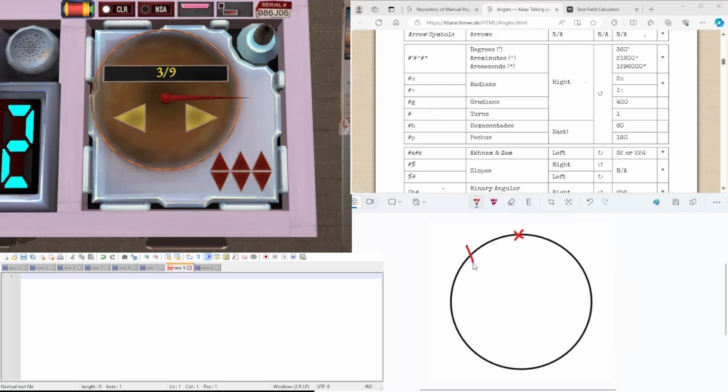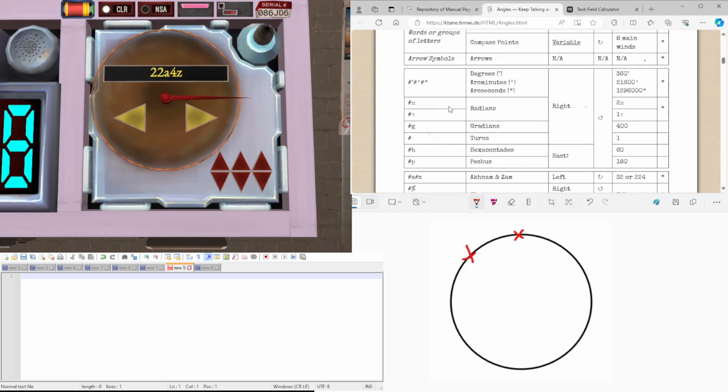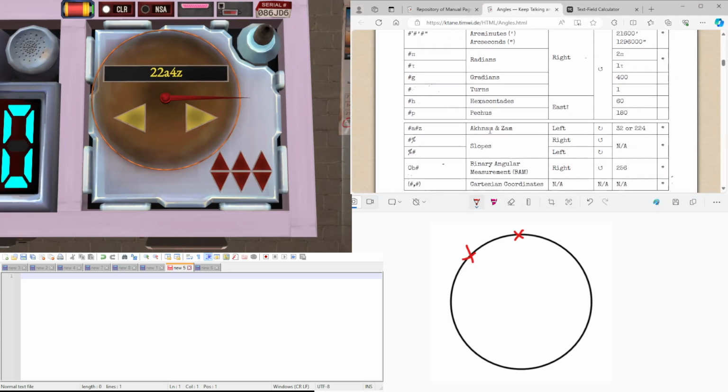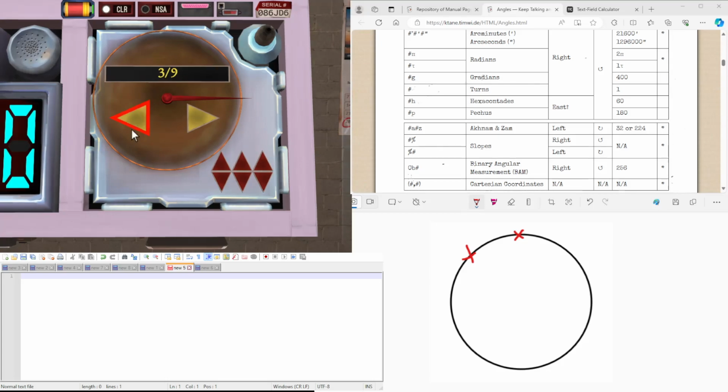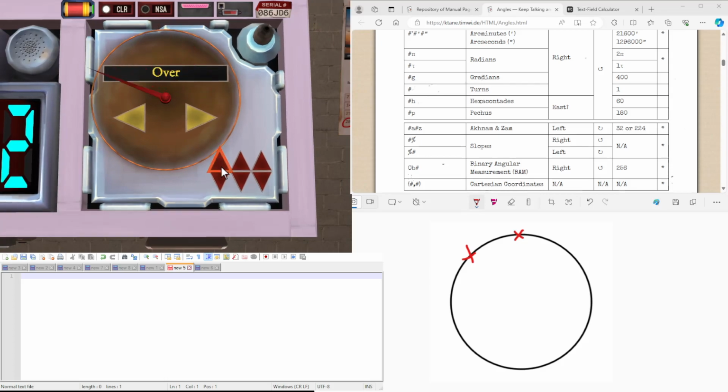Round about here. And next is Aknam and Zam. So, this is where I'm probably going to use the arrows here to give me some better idea of where it is. So first let's get this to left.